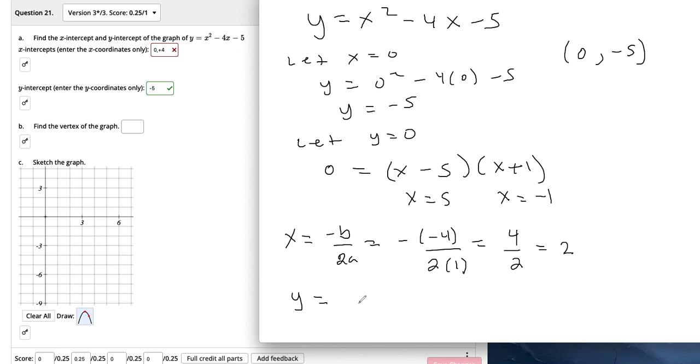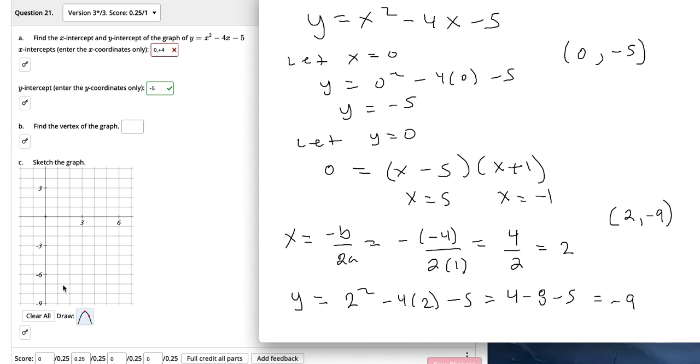So y equals 2 squared minus 4 times 2 minus 5. And that is 4 minus 8 minus 5. So 4 minus 8 would be negative 4, so it looks like it's negative 9. So it looks like my vertex is going to be at 2 and negative 9.